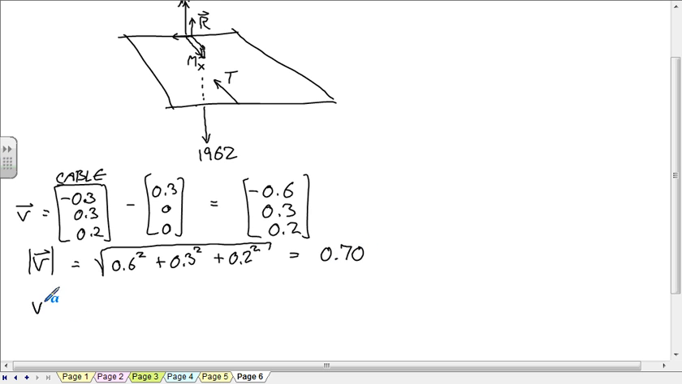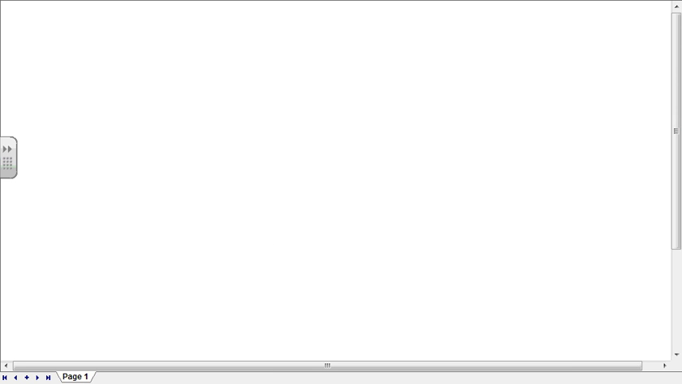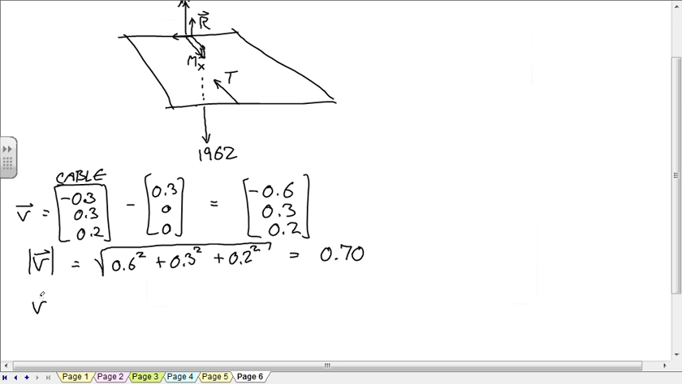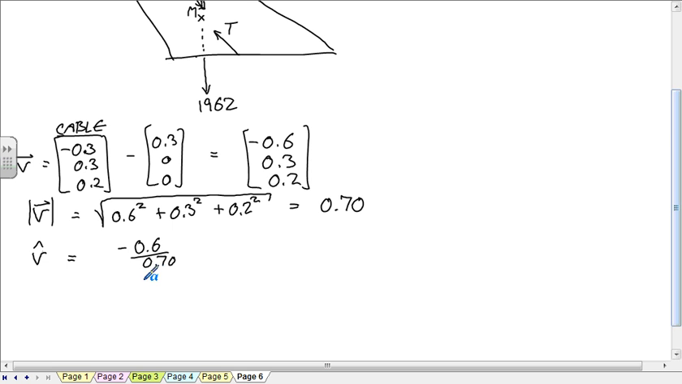And so then the unit vector is negative 0.6 over 0.7, positive 0.3 over 0.7, and positive 0.2 over 0.7. So what do you get for the unit vector?